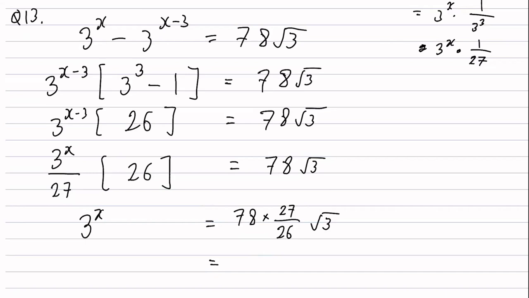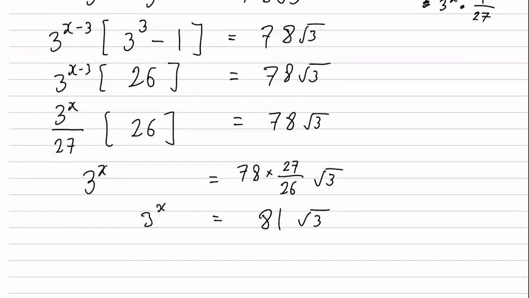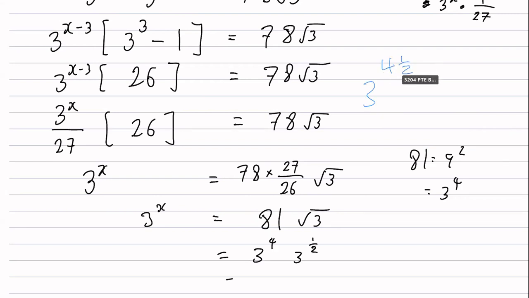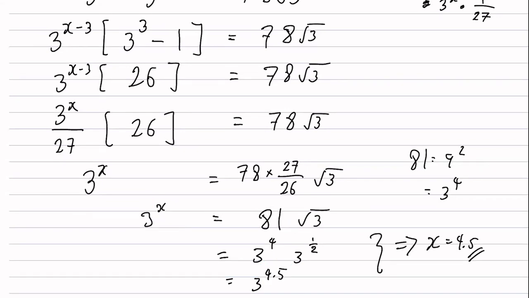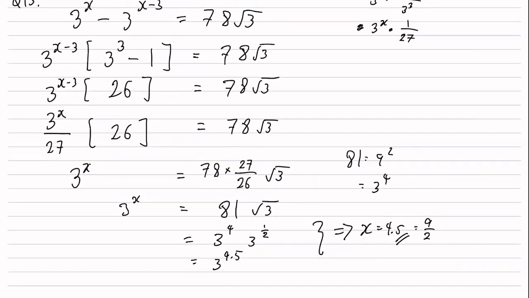81. Good. So how do you solve this 3 power x? 81 root 3. 81 is equal to 3 power 4. So 3 power 4.5. So what is x? 4.5. Exactly, done. Or you can put 9 over 2, same thing. 4 plus half is 4.5, 4 wholes and 1 half. Okay, good. Solved for x already.